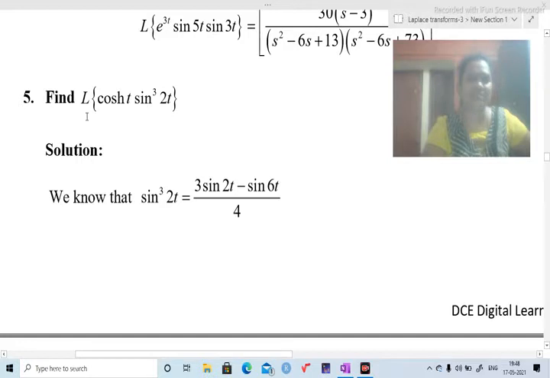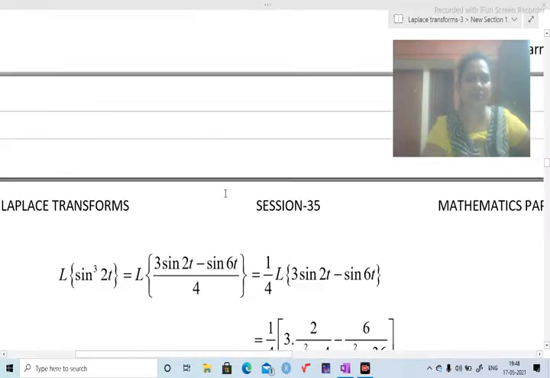Next question, find L of cos ht sin cubed 2t. Here, sin cubed 2t is there. By using known formulas, the value of sin cubed 2t is 3 into sin 2t minus sin 6t by 4. So, apply Laplace transform on both sides.